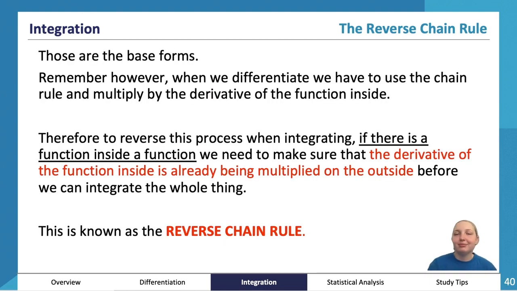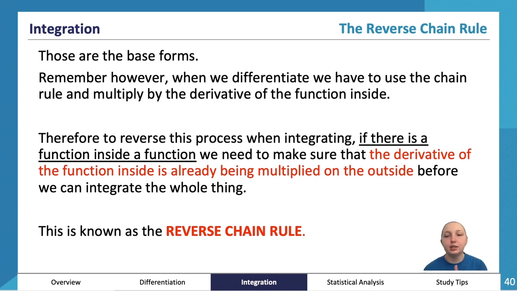Then, just when you thought we were done, there is also the reverse chain rule. Just how we had the chain rule, we are also going to have the reverse chain rule. Essentially we just looked at the base forms, but we do have to remember that when we differentiate, we have to use the chain rule and multiply by the derivative of the function inside. Because we have to do that when we differentiate, there's going to have to be a matching thing to do when we are integrating.